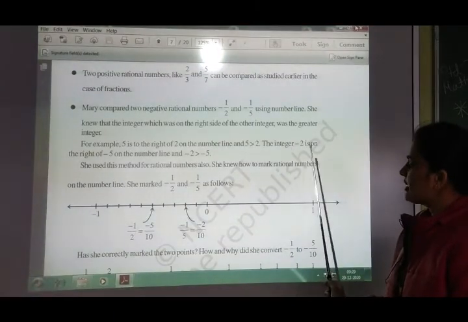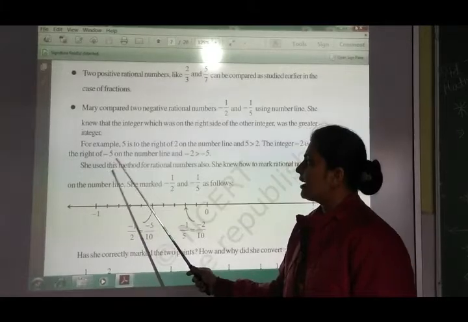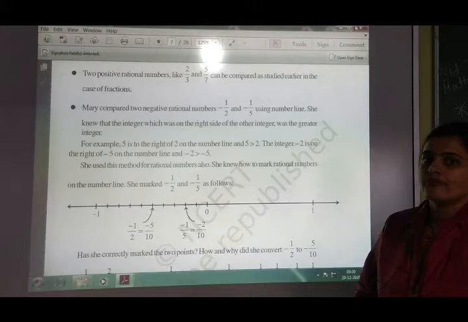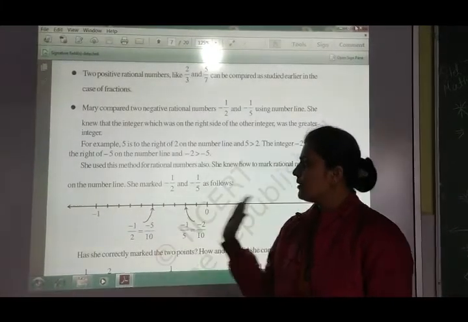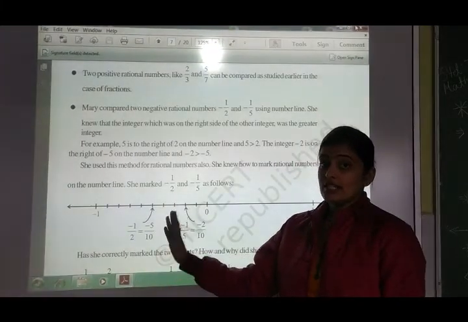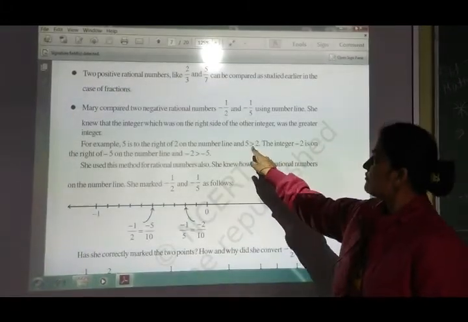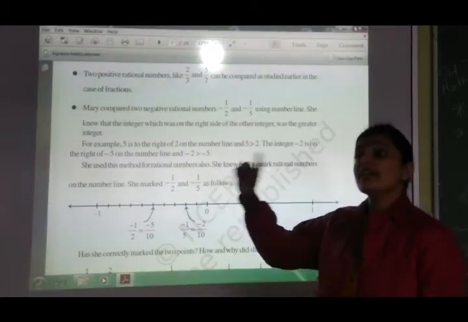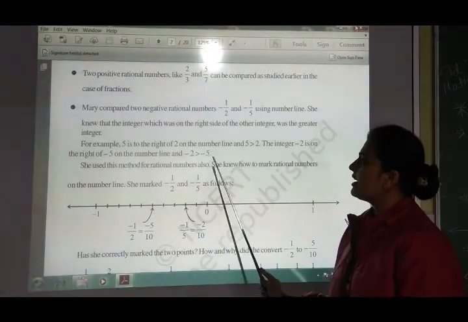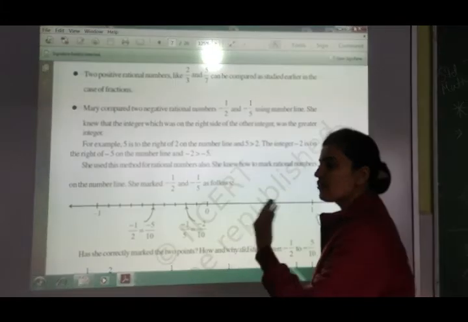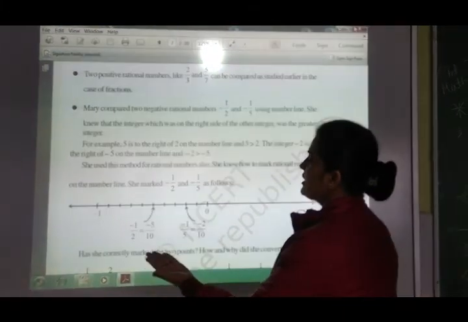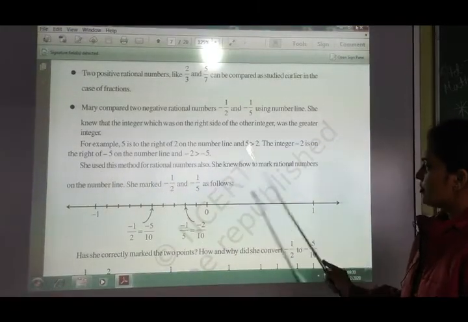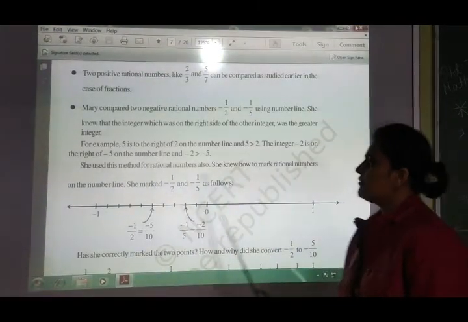The integer -2 is on the right of -5 on the number line, and -2 is greater than -5. So whenever we are talking about negative integers, positive 5 was greater, but in negative, -5 will be smaller. Here you can see why -5 is smaller, because -5 is on the left hand side of -2. She used this method for rational numbers also. She knew how to mark rational numbers on the number line.